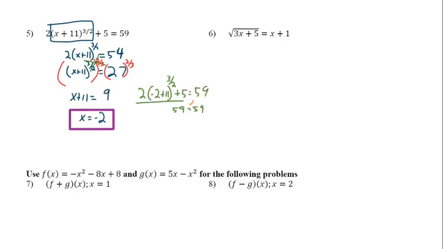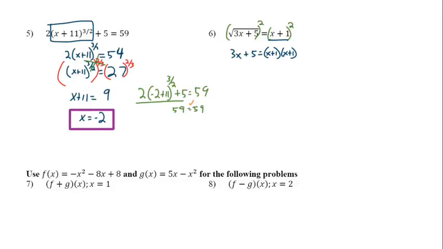Okay, number 6. This one's a little more involved. If you recall, the way we do this is by starting to square both sides. And the way we square both sides is, remember the binomials, you can't just square x and square the 1. You have to multiply it by itself. So that's x plus 1 times x plus 1.